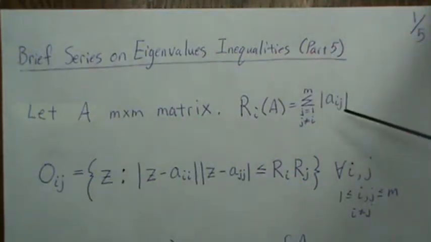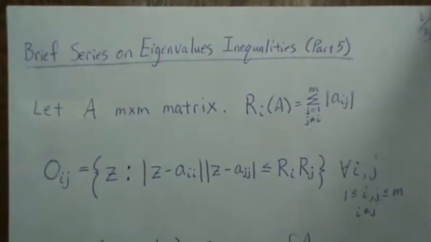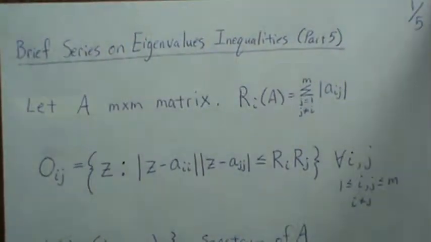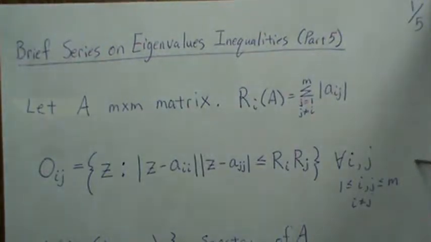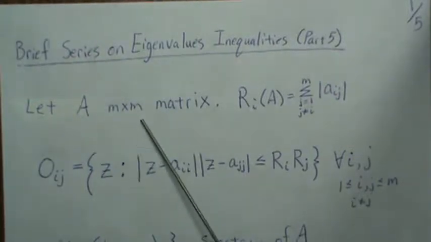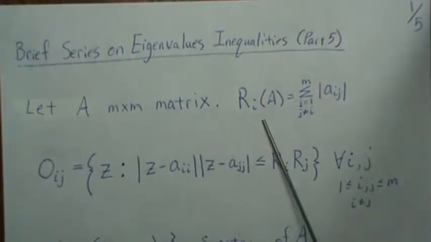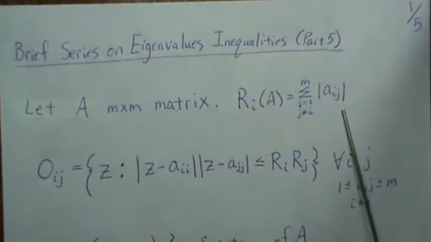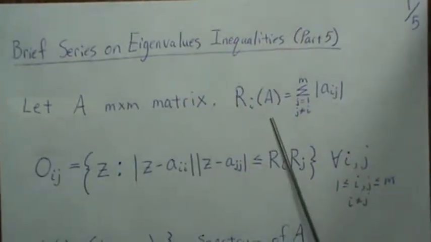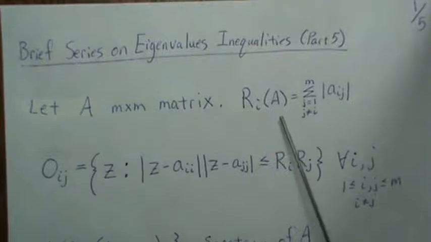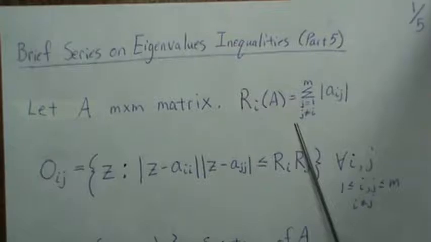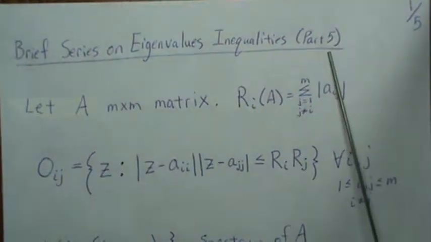Hey, this is part 5 in a series on eigenvalue inequalities, and it deals with Brauer's ovals of Cassini. It's a pretty unique inequality, and fun to review here. So let A be an m by m matrix, and this is the row sum minus the diagonal element. These are the Gershgorin sums, let's call them that, for each row. This is reviewed in more depth in part 4.